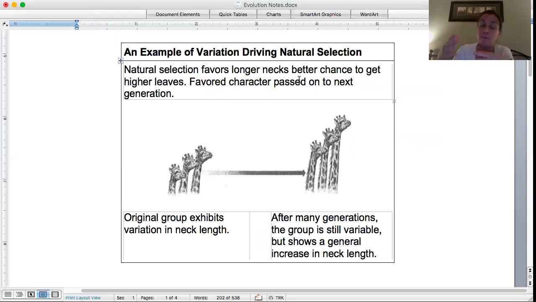So what happened to them? They didn't get enough food. They probably weren't able to mate as often. So slowly over time, the giraffes with the longer necks had the better traits. So what happens? A giraffe with a long neck and a giraffe with a longer neck mate with each other. And what happens? Their offspring have longer necks, and so on and so forth.